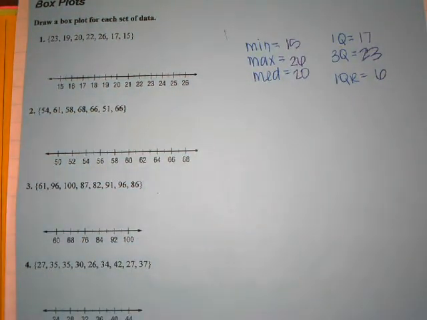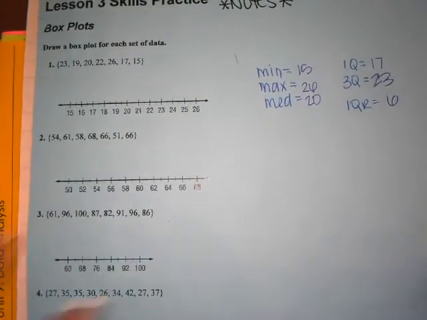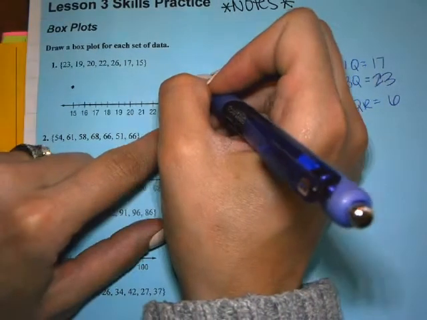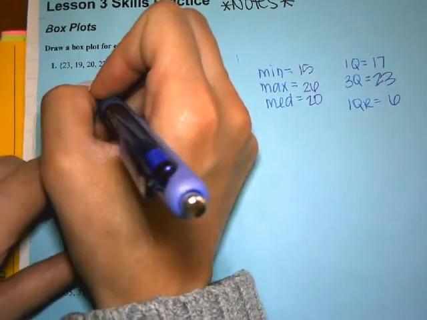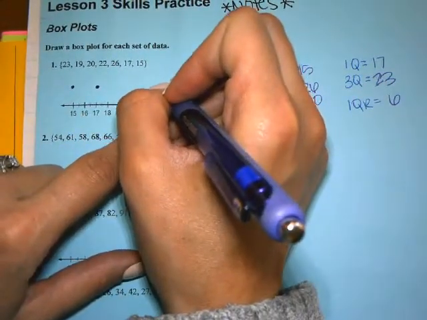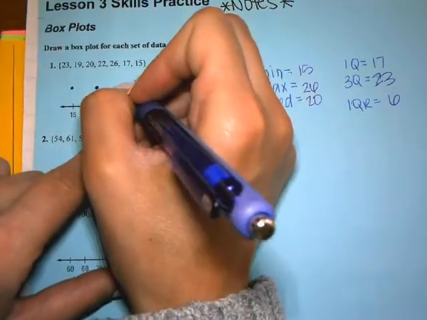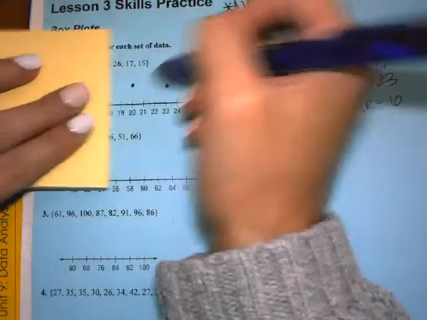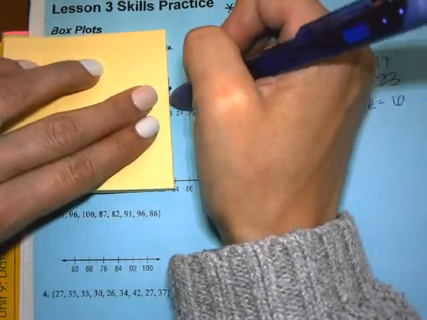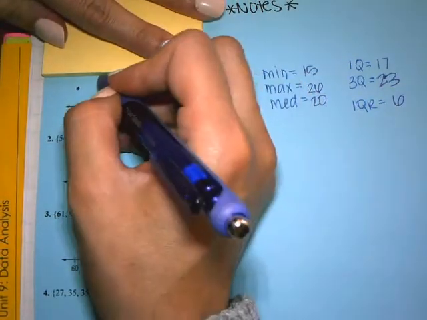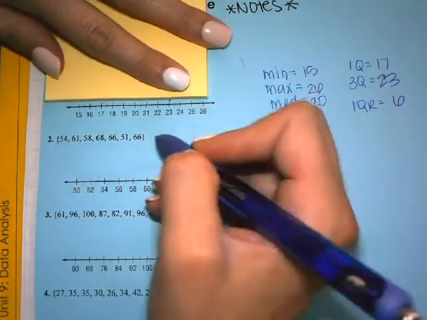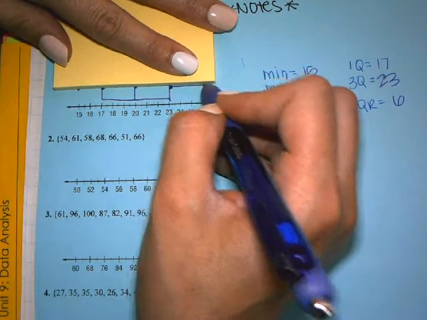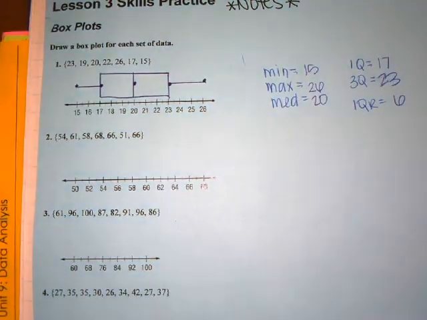Questions on this, you guys? Okay, then if you drew your box and whisker plot, you should have put a dot above 15, a dot above 26, a dot above 17, a dot above 23, and a dot above 20. And then you would have drawn your 3 lines going up and down using a straight edge. And then connect your whiskers. So it should look like that.